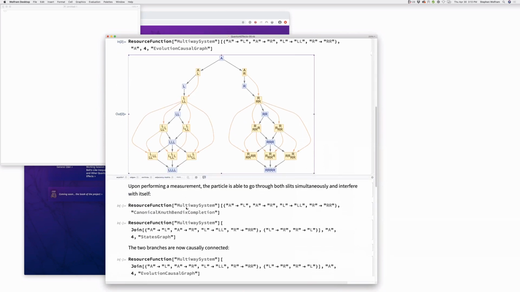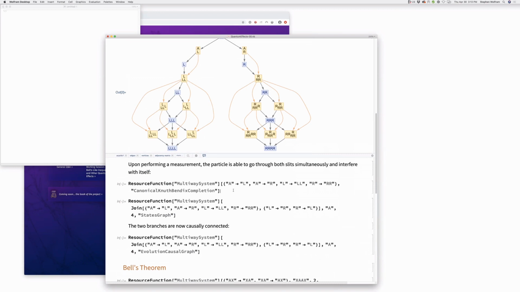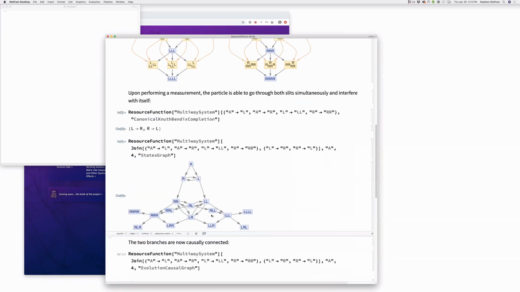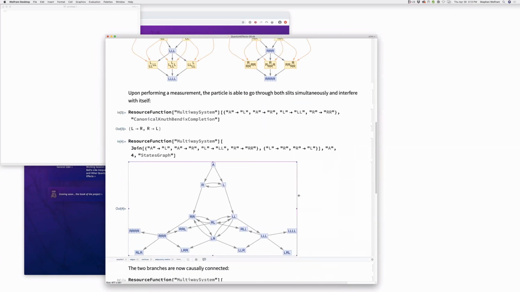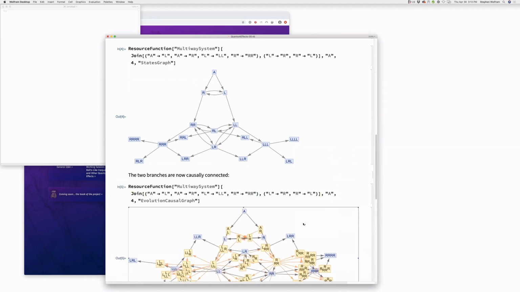Okay, so now the claim is that if we were to add this completion, okay, the system as we have it right now, A goes to L, A goes to R, L goes to whatever, is not causal invariant. But we can add a completion that does make it causal invariant. So let's see what that does here. Okay, it makes something more complicated, and I'd like to understand this. And then we get this much more complicated thing. All right, so let's try to understand the interpretation of this.